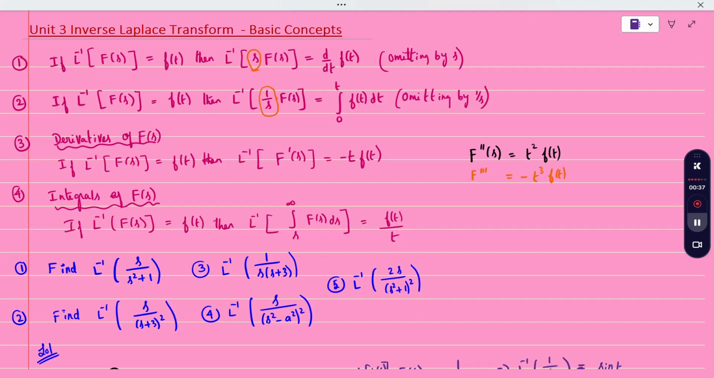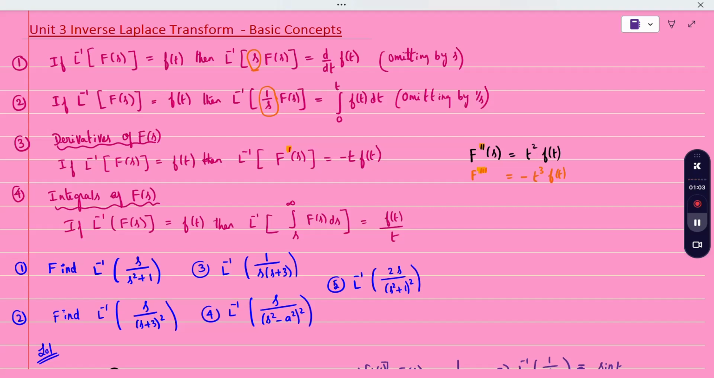Third condition is derivative of F of s. Derivative means dash. Okay, this dash, F dash, F triple dash. So that is called derivative. If L inverse of F of s equals f of t, then L inverse of F dash of s is nothing but minus t into f of t. Double dash means t squared f of t. Triple dash, minus t cube into f of t. Alternate minus symbol: minus, plus, minus, and so on.